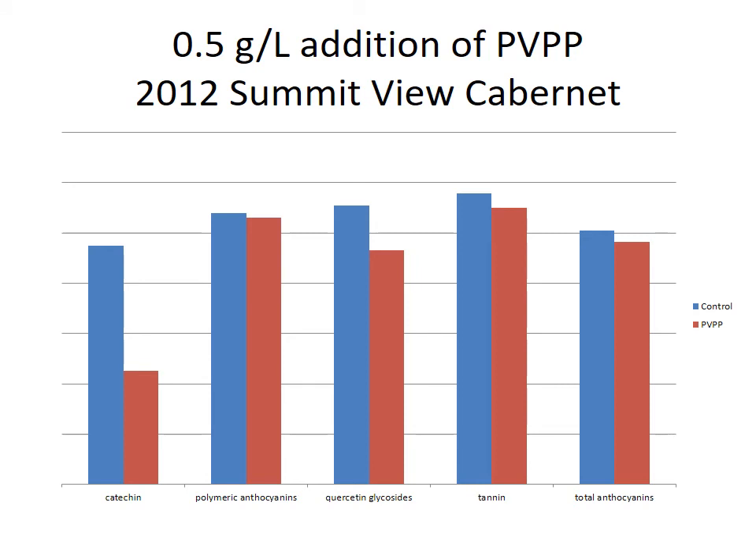But here you can see what it did to our 2012 Summit View Cab. I can't wait to show you what it did to the cab from our estate vineyard. I thought this was really interesting: we saw this huge drop in CD tannins. So these short, dusty, little tiny things just really took care of it and had very little effect on the other stuff. So this is a good fining agent to take out those small, bitter compounds.